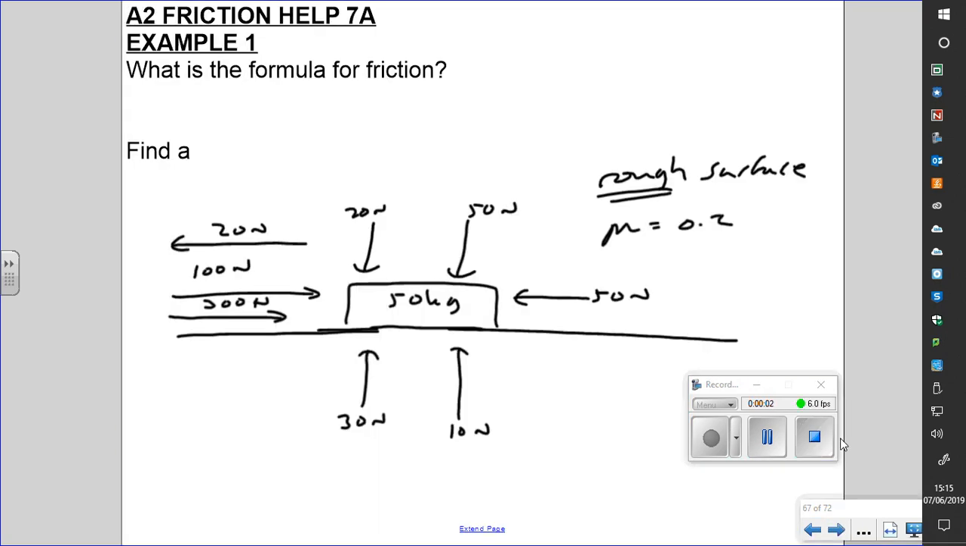Okay, hi everyone. So let's talk briefly about friction. You'll talk about it more when you get back from summer, but you do need to know what this is in order to answer the questions. And we want you to start friction straight away. So what is the formula for friction?